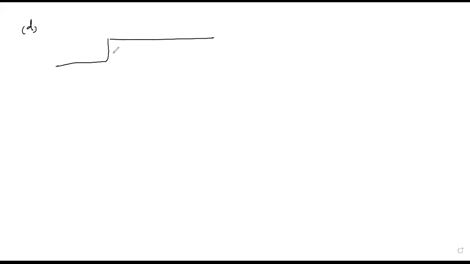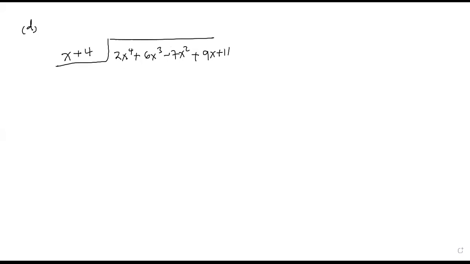What are we dividing? Dividing 2x power 4 plus 6x power 3 minus 7x power 2 plus 9x plus 11. We are dividing it by what? Dividing it by x plus 4.